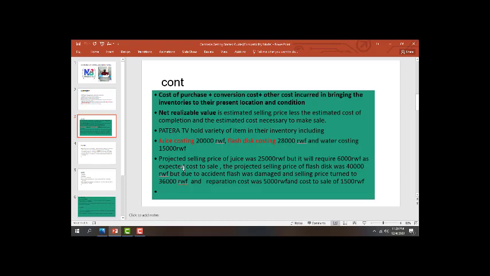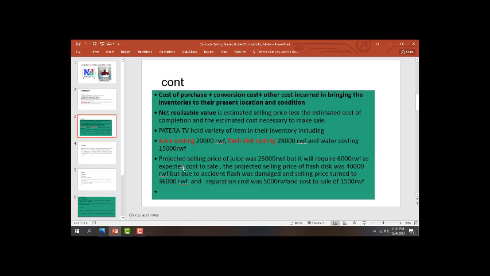Cost of purchase includes purchase price, import duties, transport cost, and handling cost. All these costs brought together make up the cost of purchase. Conversion cost also includes costs that are directly related to the units of production, for example, direct labor cost, direct expense cost, and work subcontracted to third parties.